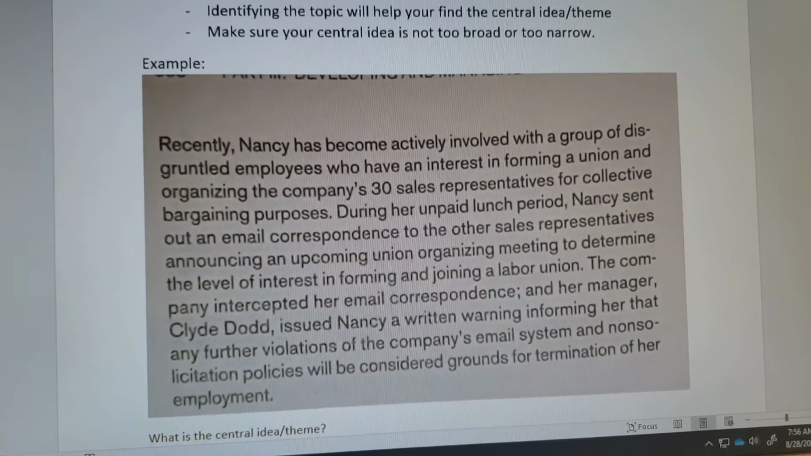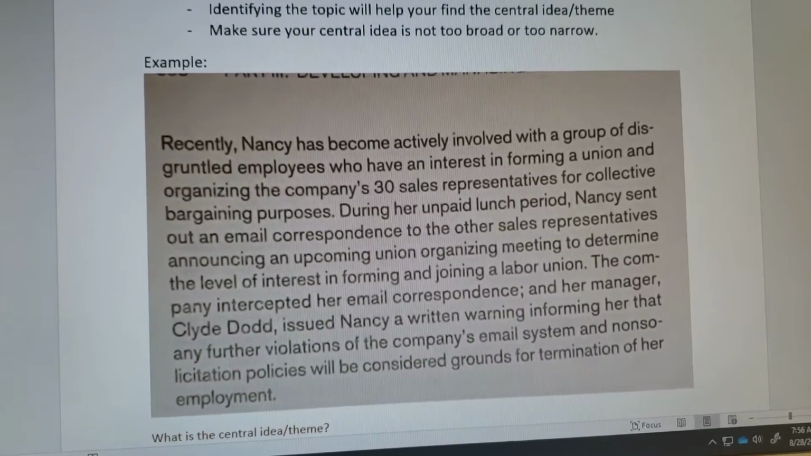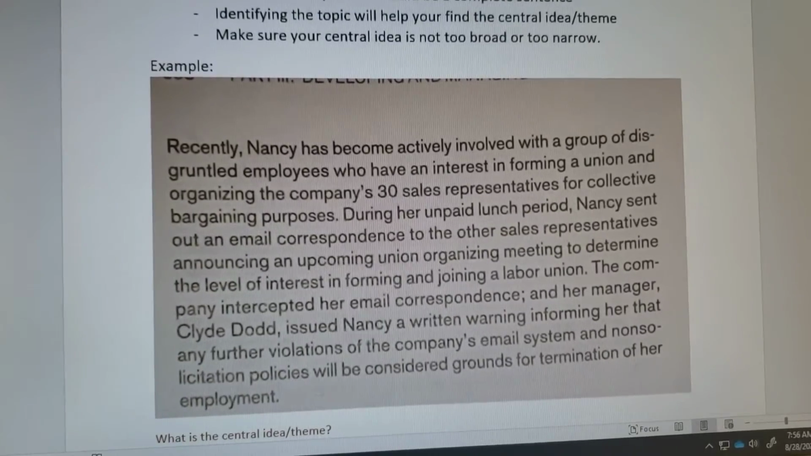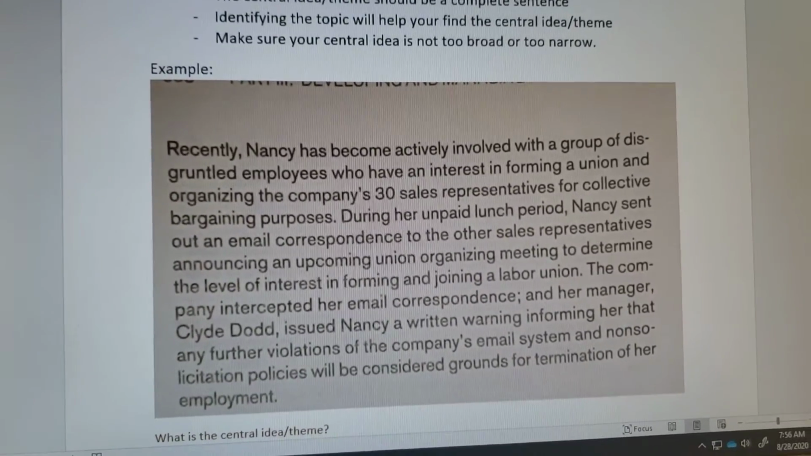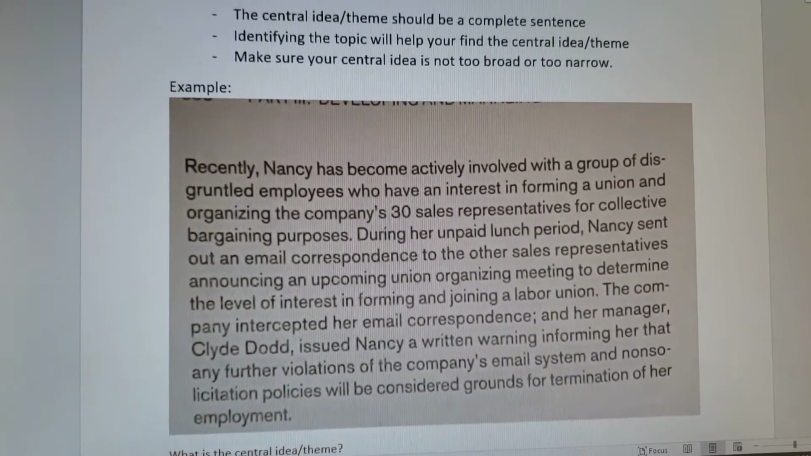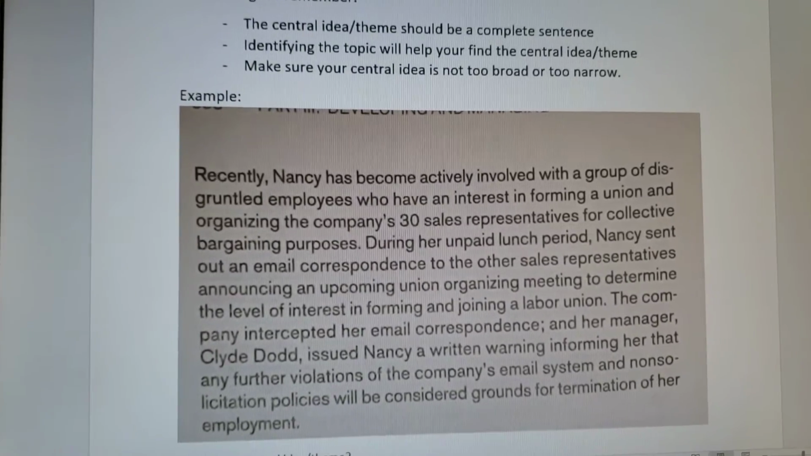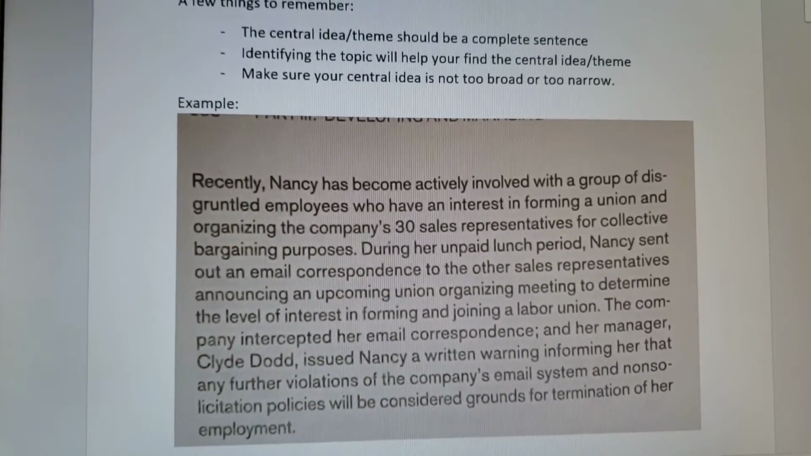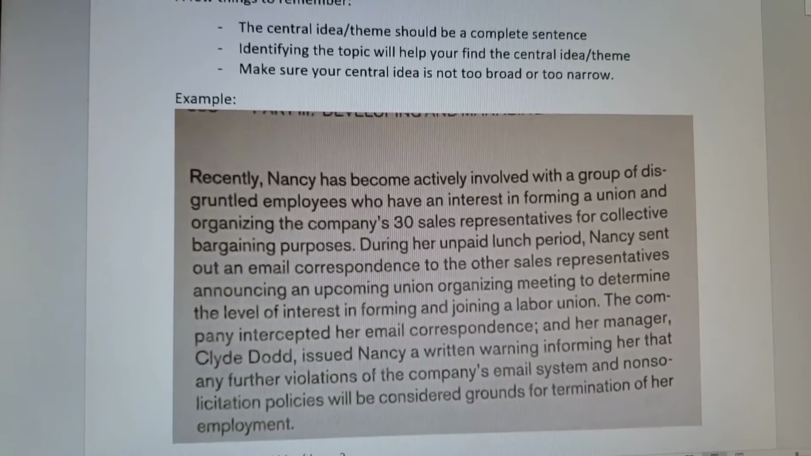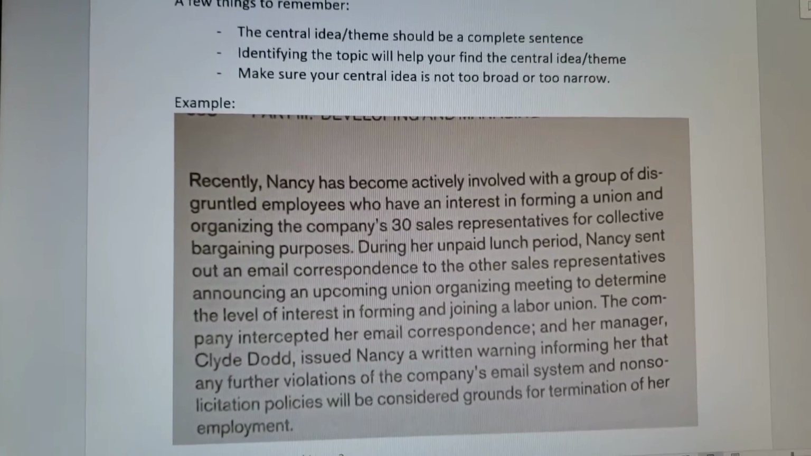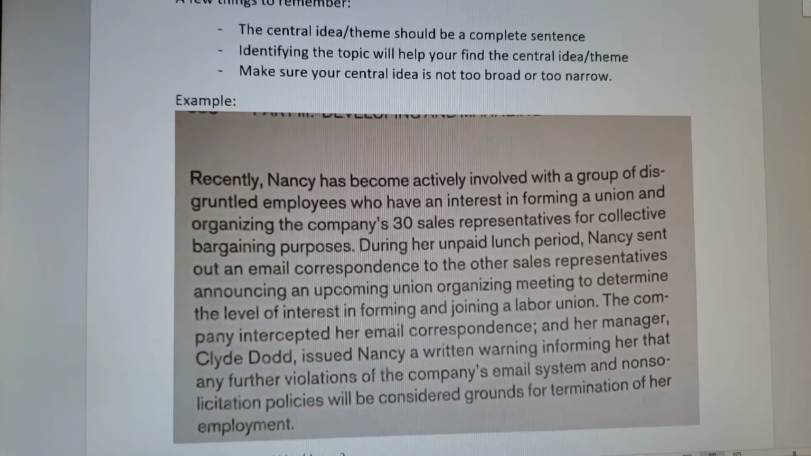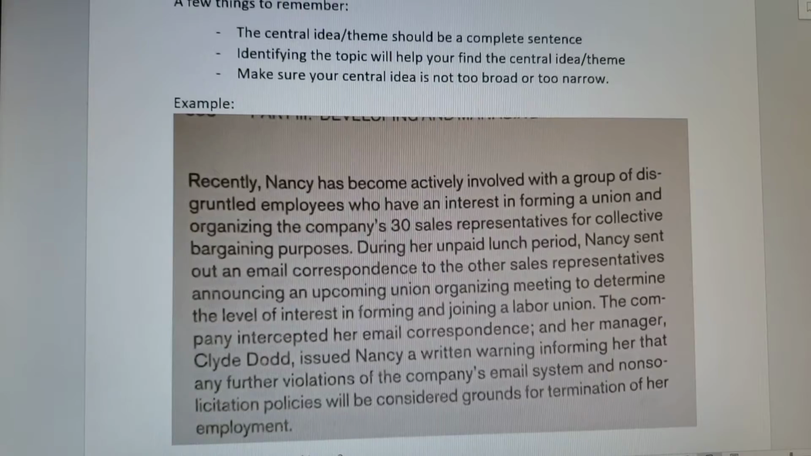It says, recently Nancy had become actively involved with a group of disgruntled employees who have an interest in forming a union and organizing the company's 30 sales representatives for collective bargaining purposes. During her unpaid lunch period, Nancy sent out an email correspondence to the other sales representatives announcing an upcoming union organizing meeting to determine the level of interest in forming and joining a labor union. The company intercepted her email correspondence, and her manager, Clyde Dodd, issued Nancy a written warning informing her that any further violations of the company's email system and non-solicitation policies would be considered grounds for termination of her employment.